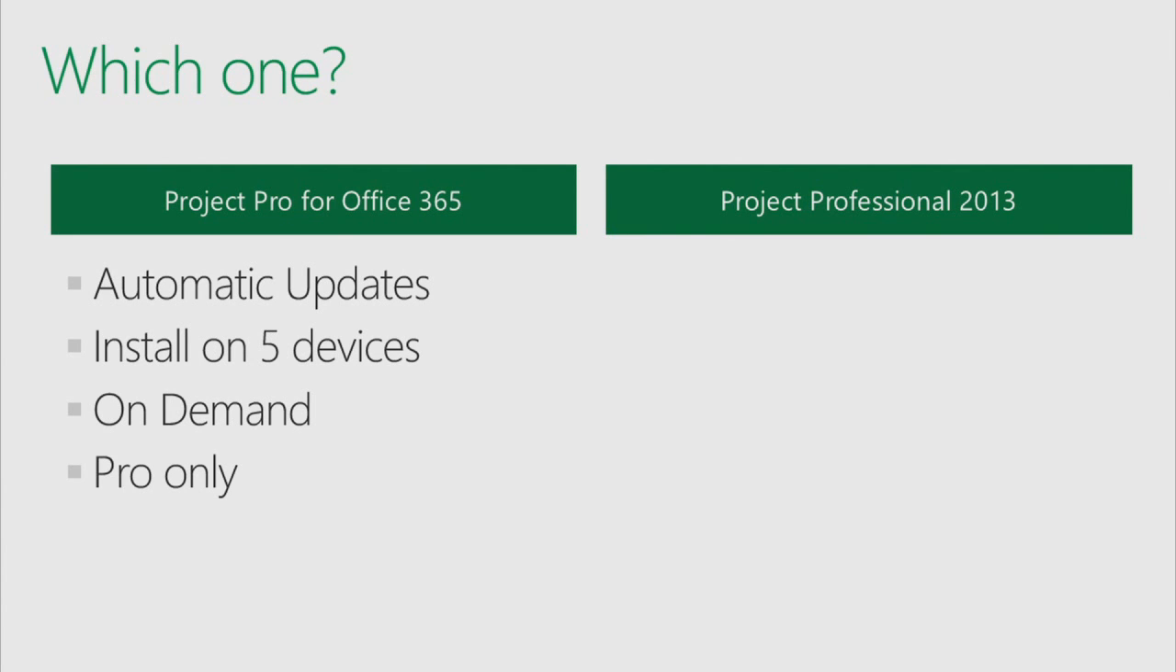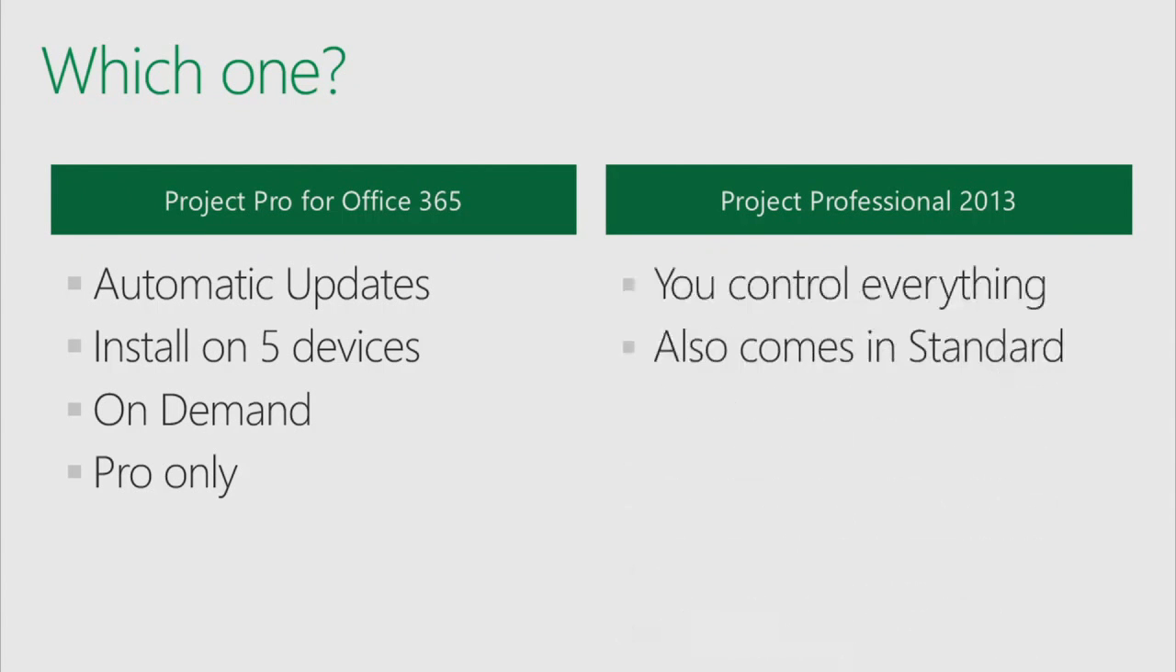You can install it on 5 devices. So, I have multiple work machines here. I have a home machine. Since it's not a machine-based license, it's a user-based license, I can put it on all 5 of my machines if I want. And it's Pro only, so if you want Standard, not an option for you. Why might you go Project Professional? So you control everything, so maybe you don't want people getting the automatic cumulative updates, something like that. You can control that. And the on-premise version also comes in Standard.